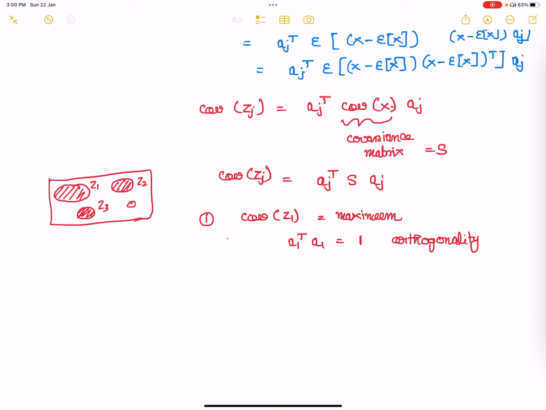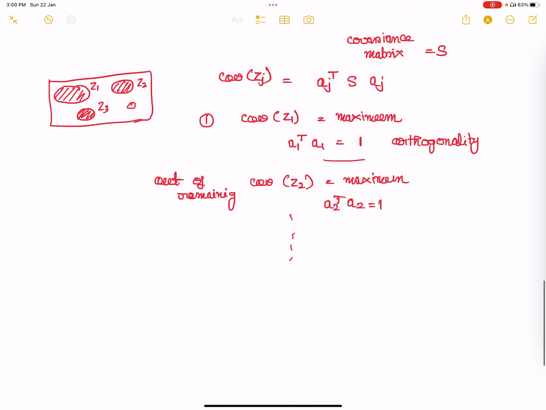The second thing is that after these conditions are satisfied, we will go to the covariance of Z2. Z1 is done. Out of the remaining, the covariance of Z2 should be maximum, and A2 transpose A2 is equal to 1. And in this way we will proceed. That's all.